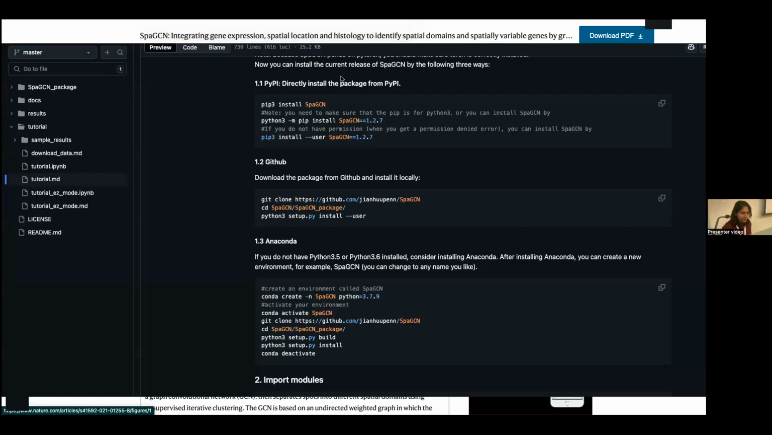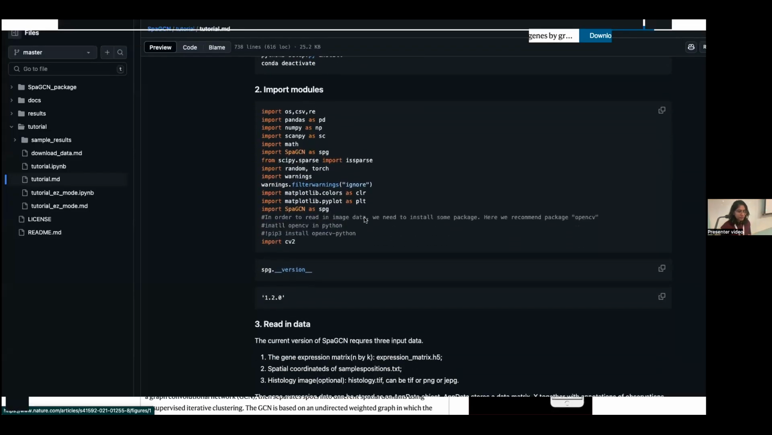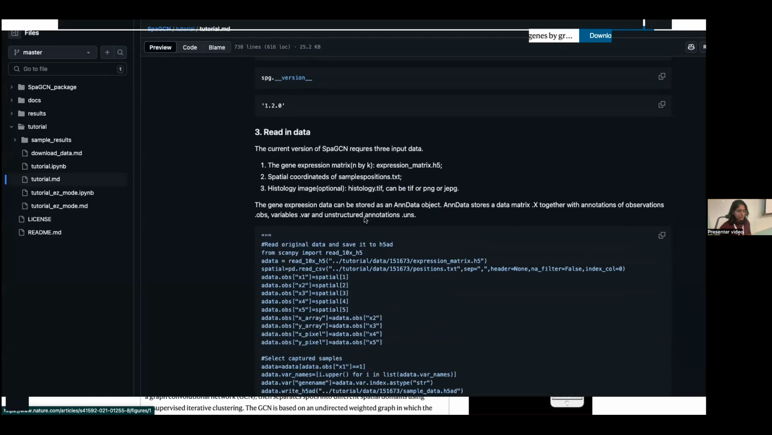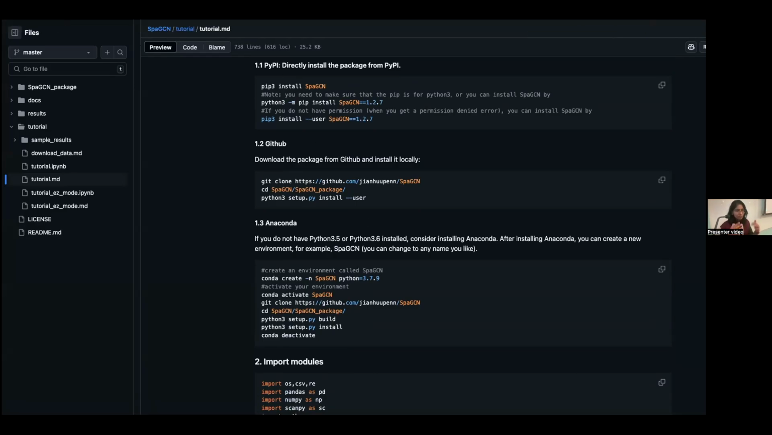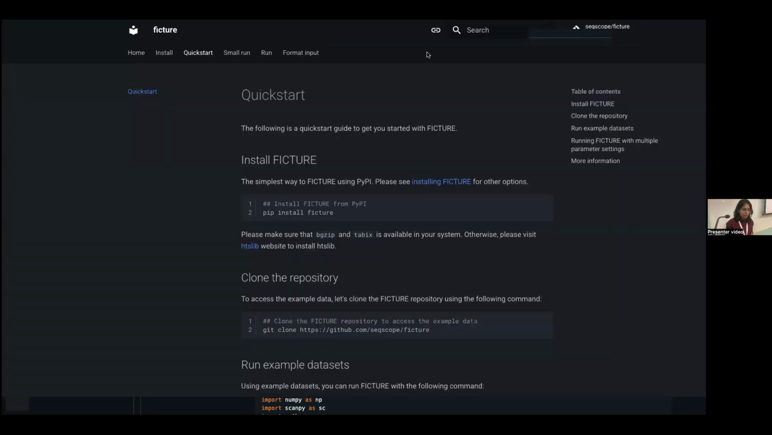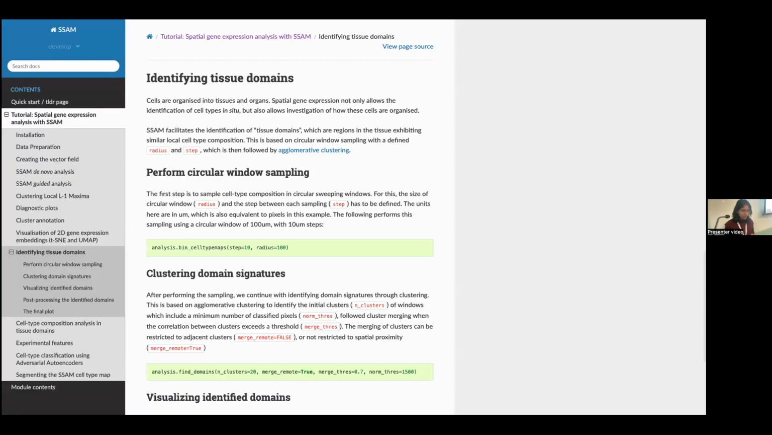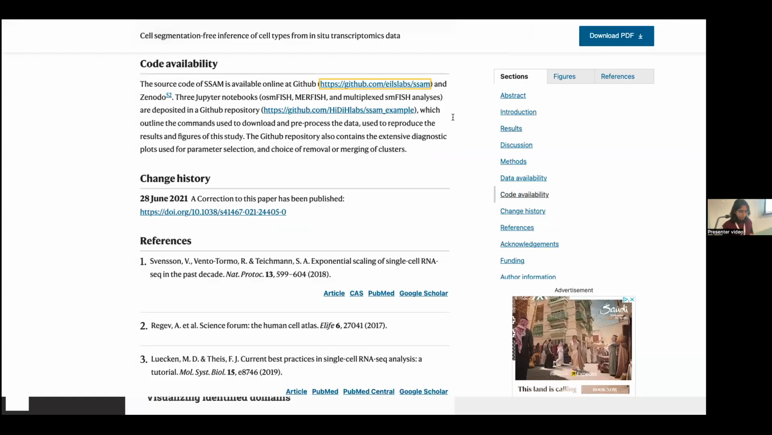All right, and then also, this is Python. It works very well. Banksy also has a Python code, but you have to download the repo and then direct it. It's not straightforward, but it's easy to use. I'm going to skip Fictor, but I just want to talk about Fictor and SSAM.